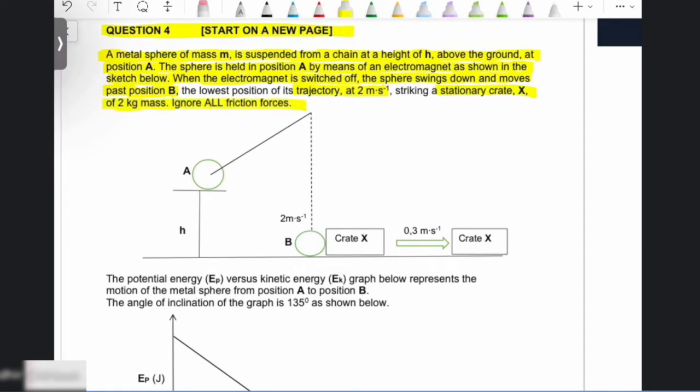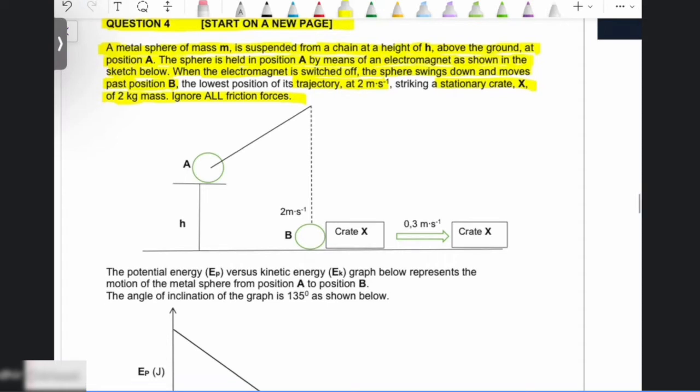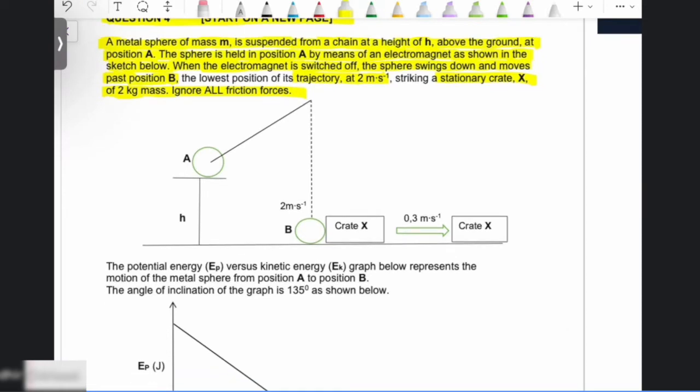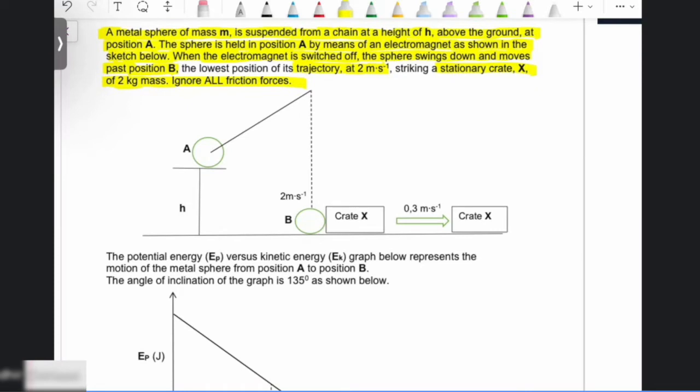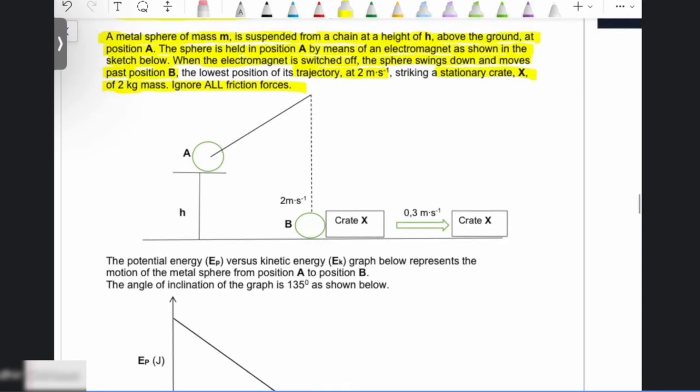Ignore all friction forces, right? So everything, there's no friction, right? No friction at all. So no air friction, there's no friction here on the ground, nothing. So what they tell us for this point here, we need to know this here. Here, we're basically just releasing it. So there's no kinetic energy. The velocity here is 0. So the kinetic energy is also 0 here.